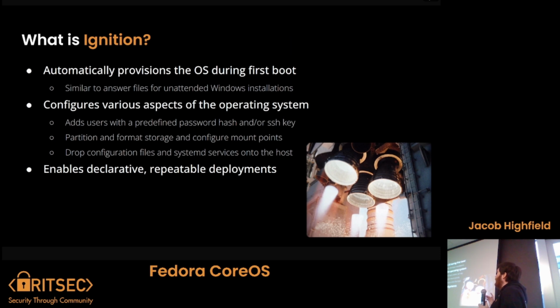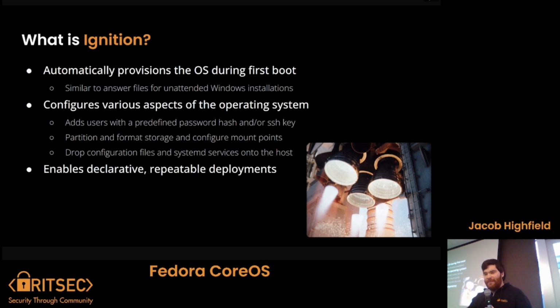You can do Systemd services. You can drop files on the box, and because everything is declared in a configuration file, you can make really easy declarable and repeatable deployments of the same exact CoreOS box. So you can also add users and give them passwords, drop SSH keys. You can do all sorts of stuff with Ignition.